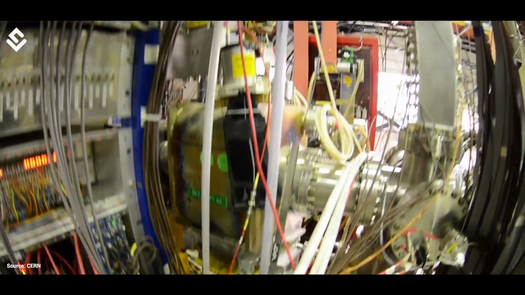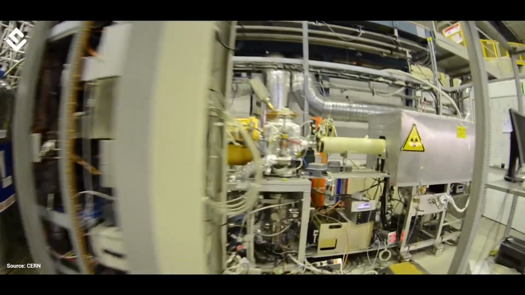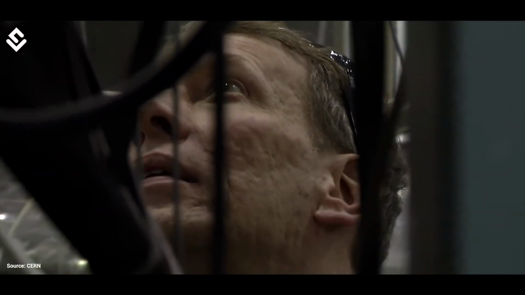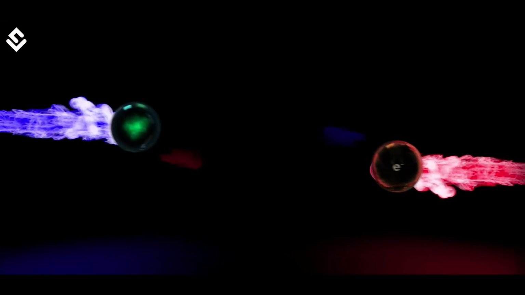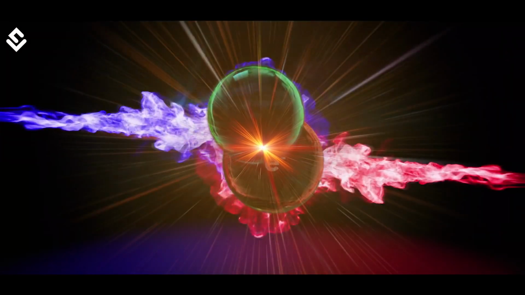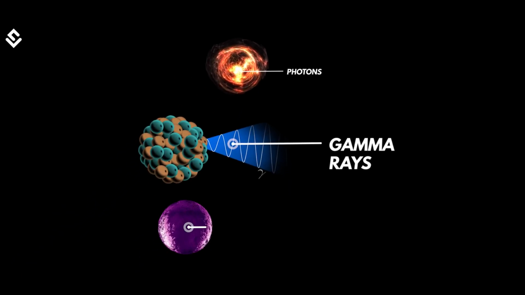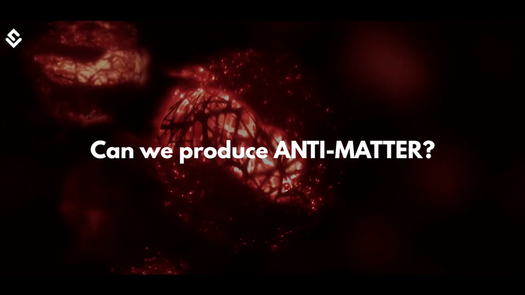The solution to this asymmetry is still a matter of research, but the presence of antimatter is not only theorized but has been experimentally observed. Each particle and its counterpart antiparticle, when combined together, completely annihilate each other and release energy in the form of photons, gamma radiation, and neutrinos. Can we produce antimatter?